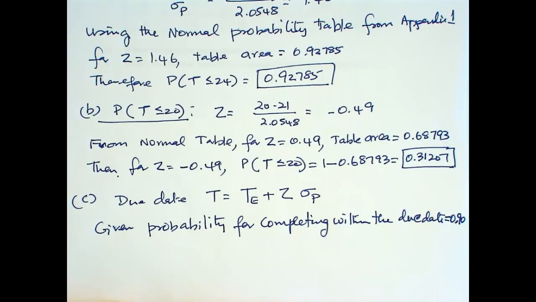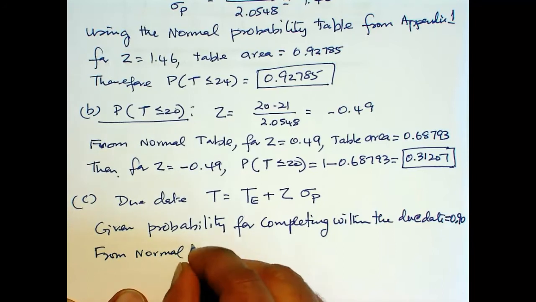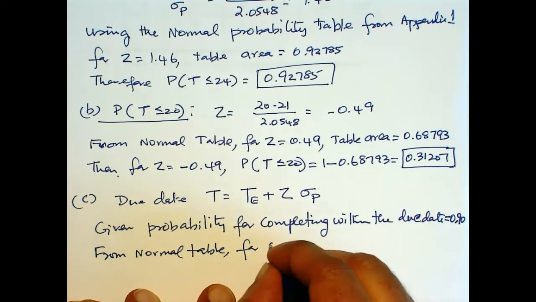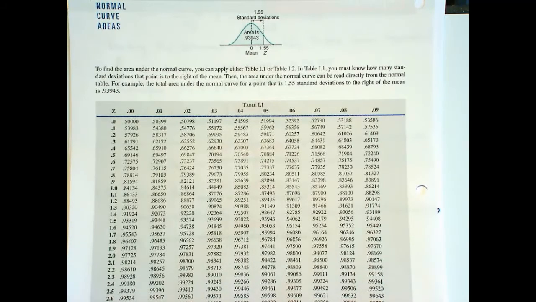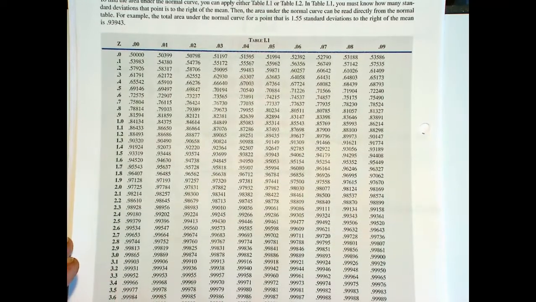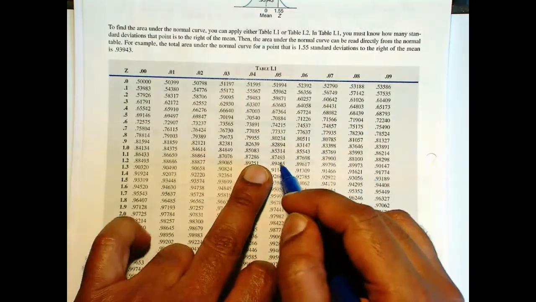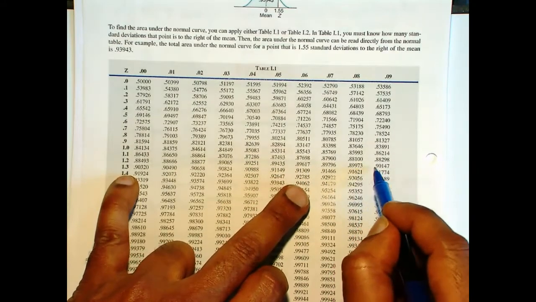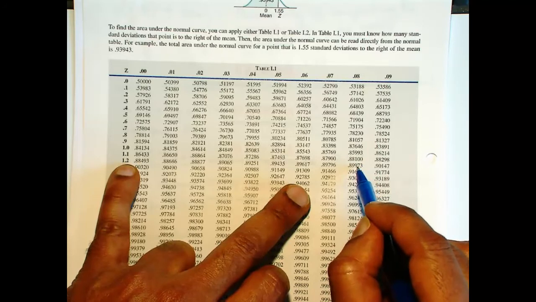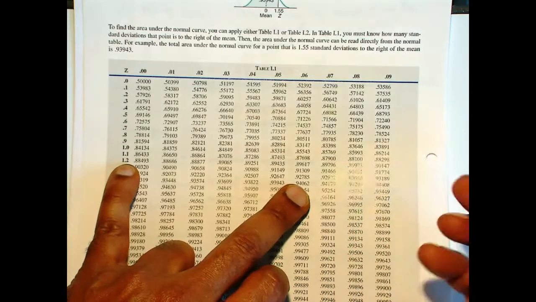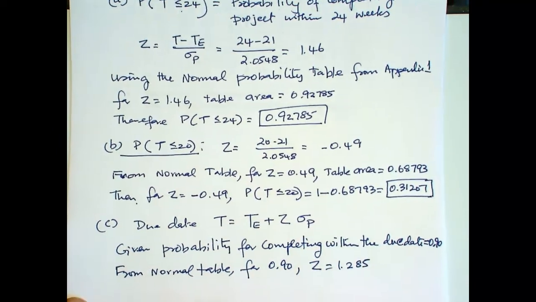Okay. So from normal table, for 0.9 Z equal to, so now we have to use the normal table backwards. So 90% is given, so you have to look for 90% inside the table. Okay, so we have to do some approximation here. 90% is not listed here, but it is somewhere between 1.28 and 1.29. So we can take the average of these two and use 1.285 as our Z value.